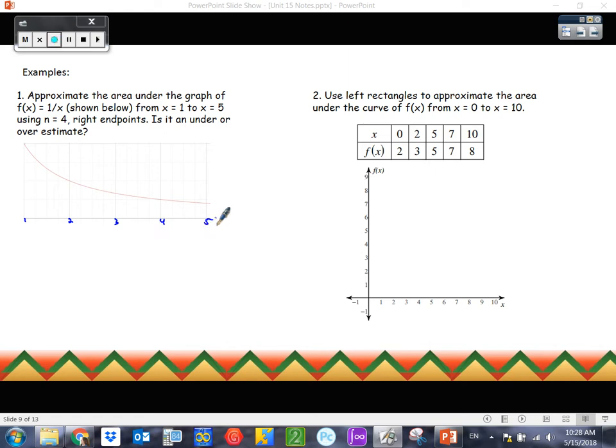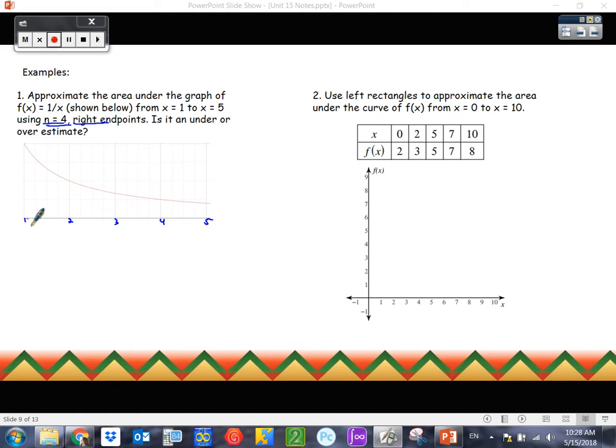Okay, so we're going to approximate the area from an x value of 1 to an x value of 5 using n equals 4. N equals 4 means I'm going to have 4 rectangles, so I would have to divide this space up evenly into 4 rectangles, just nicely. They're all 1 width apart. And we're going to use right endpoints. Okay, so let's start with that.